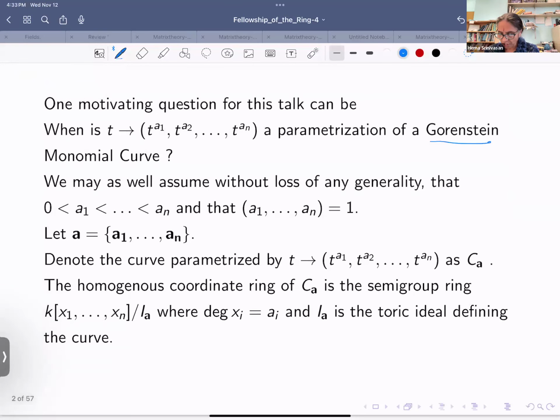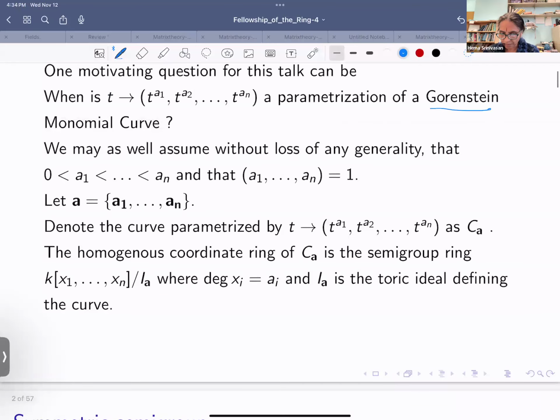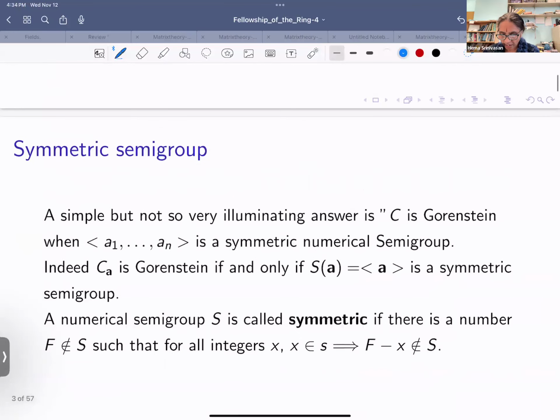For the next couple of slides, I'll say this curve is C with A as the subscript, which is understood to be A1, A2, AN. The coordinate ring of C_A is a polynomial ring in these n variables, mod out by I_A, where it becomes homogeneous when we put the degree of xi equal to AI. So I_A is the ideal defining the curve. So for that question, when is it a parameterization of a Gorenstein monomial curve?